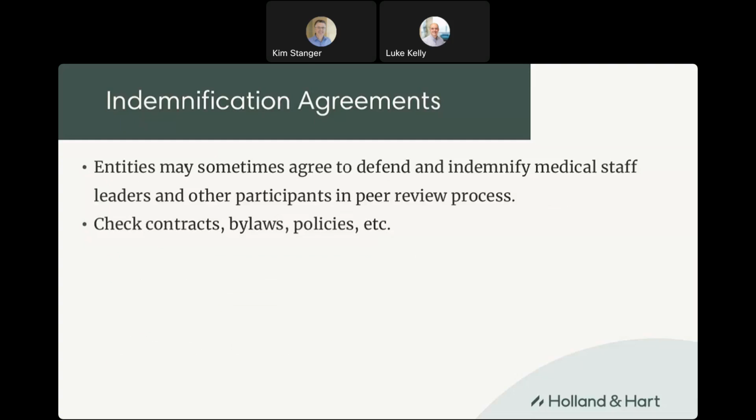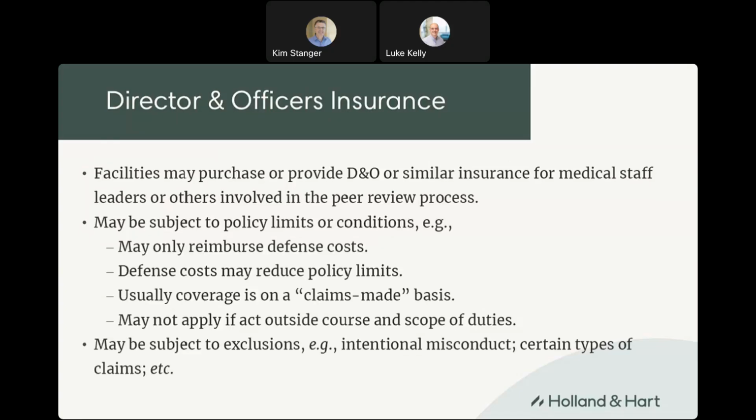In addition to that, if you're serving on a medical staff leadership position or as a director or officer, you may want to see about getting indemnification agreements from the organization to make sure that you're protected. You may also want to talk to them about directors and officers insurance, which may or may not apply, but it's another thing to consider.